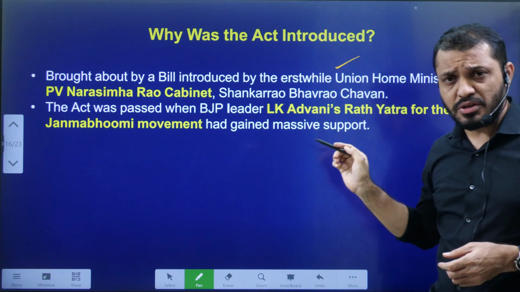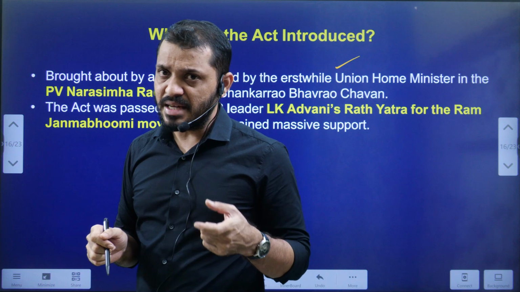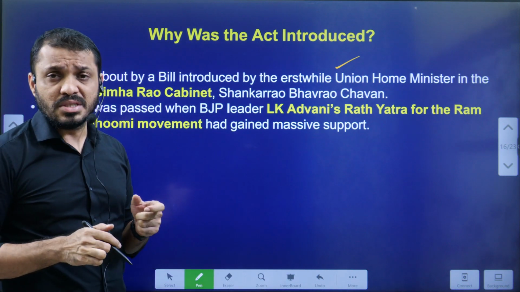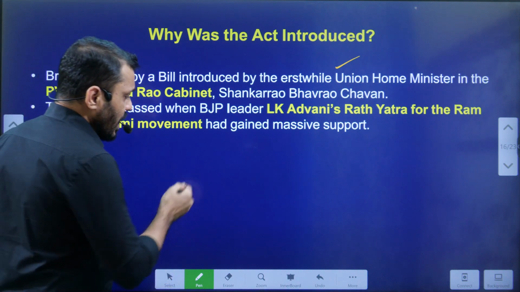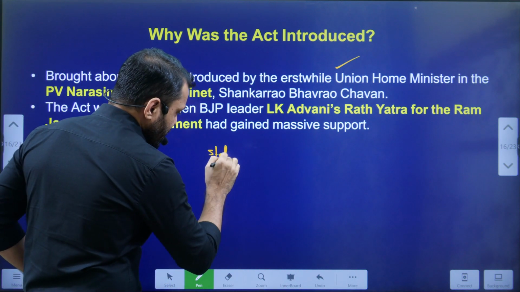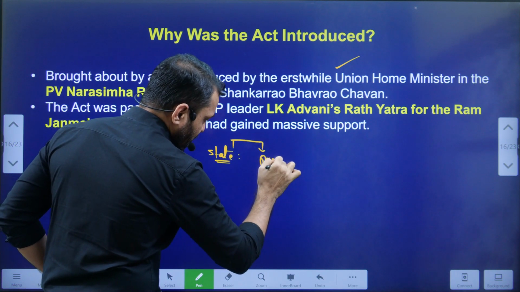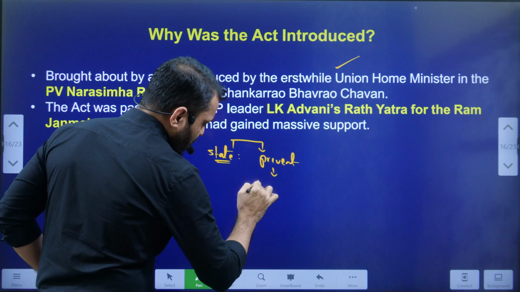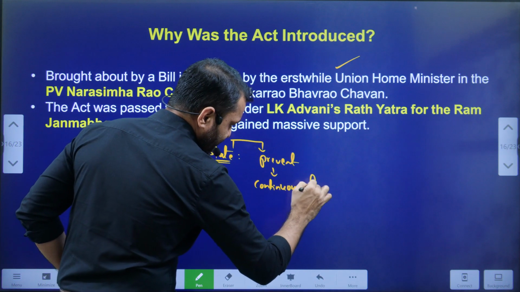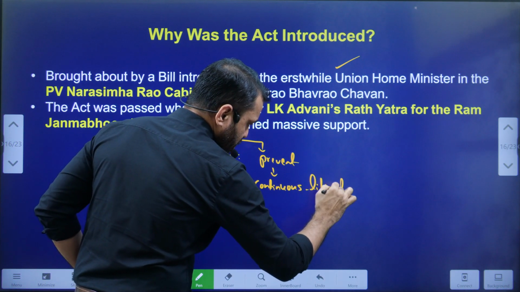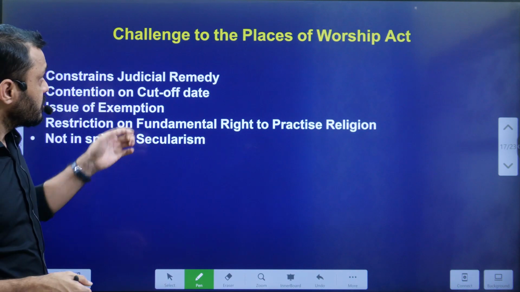Why was this Act introduced? It was introduced to prevent further disputes like Babri Masjid, because these kinds of claims are going to be unlimited. Always remember, students, according to law, the state has to prevent continuous litigation. Disputes must be prevented by the state. That we have to understand.